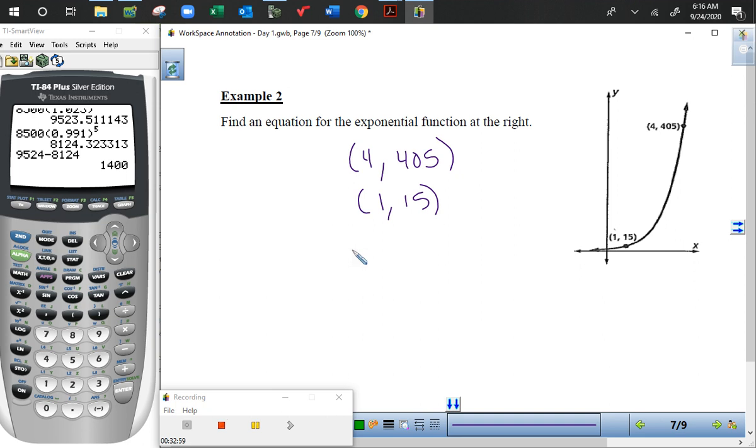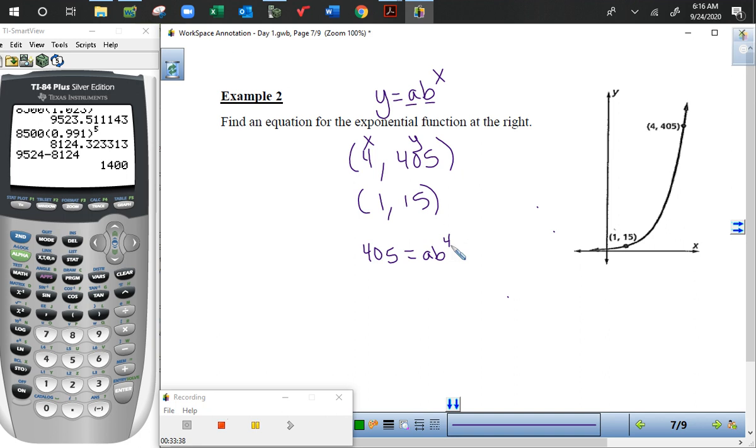What we're going to do is write a system of exponential functions to solve for the missing pieces that we need. If we think about the equation of an exponential, the two missing pieces are the a and b values. So we're going to plug in what we know. I know x and y, so I can write an equation with x and y plugged in for the first one. So that would look like 405 equals ab to the 4th power for the first one.